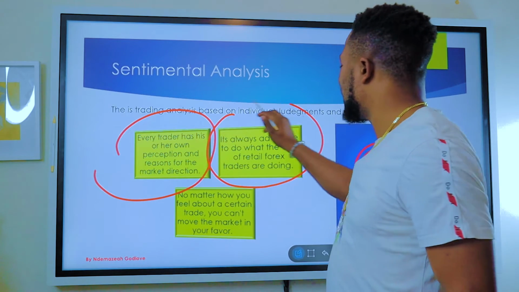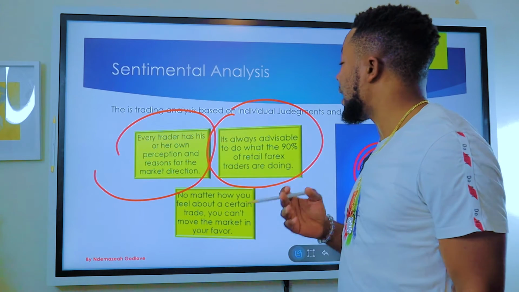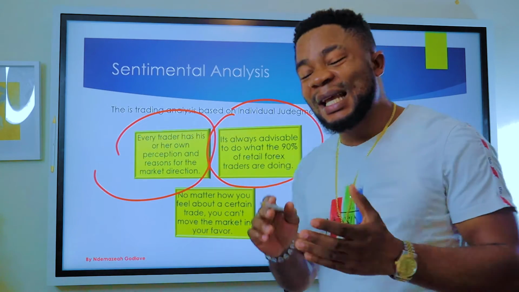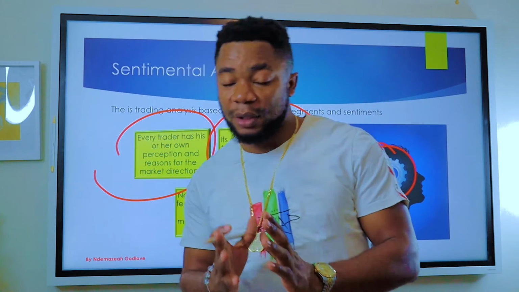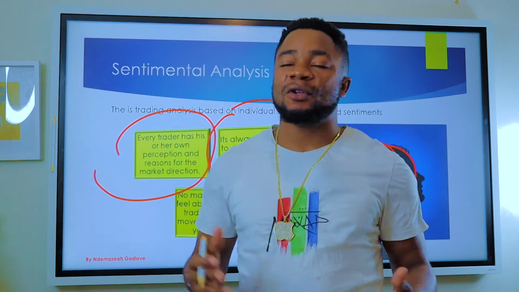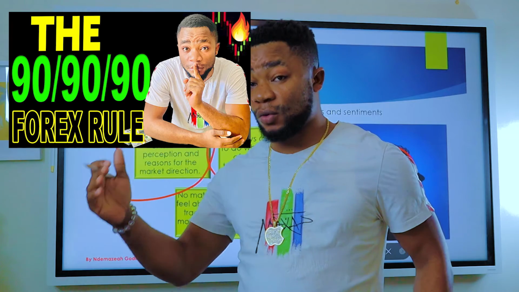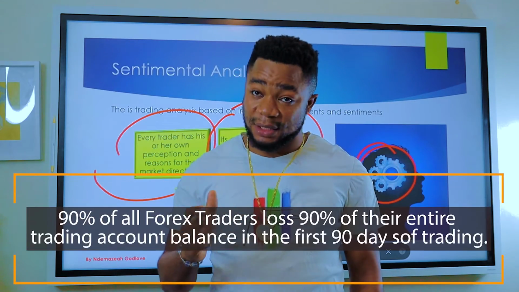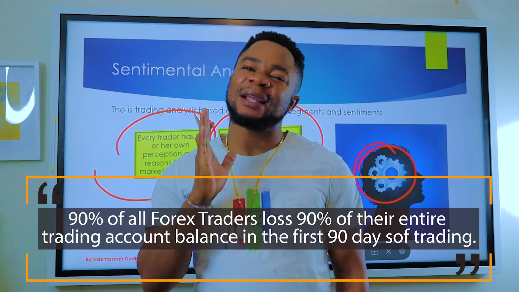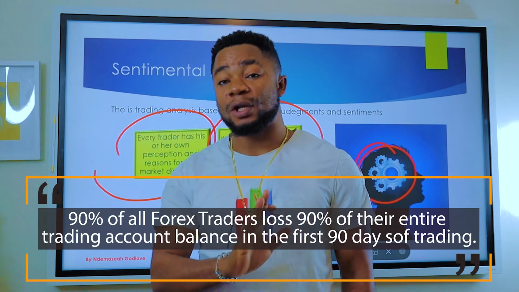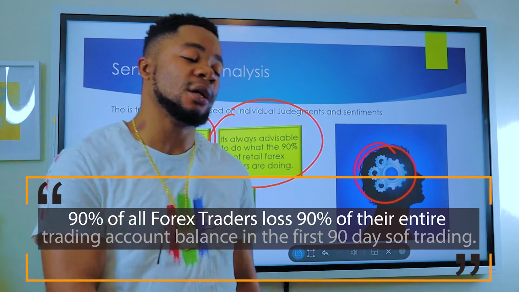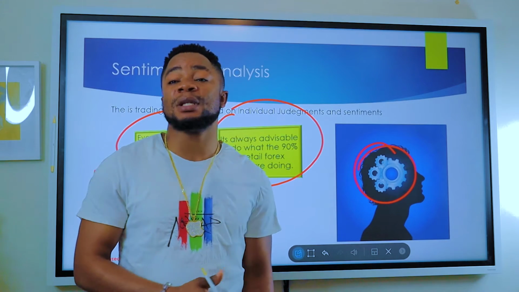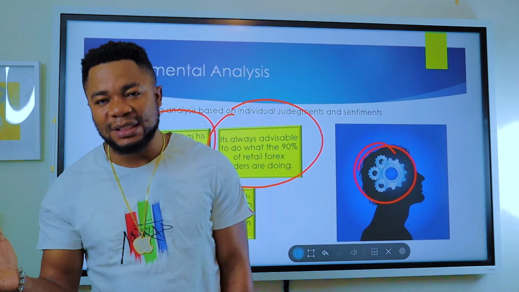Another thing they say is that it is always advisable to do what the 90% of retail Forex traders are doing. No, there was a problem on this. Let me put it in a way you better understand. There's a video I made called the 90-90-90 rule. That rule states that 90% of all Forex traders blow their entire account in the first 90 days of trading. That is the industry standard when it comes to Forex trading. 90% of all beginners blow 90% of their entire account in the first 90 days.